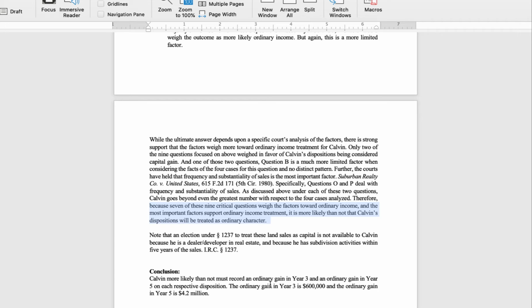And by the way, that's also the argument that the IRS would prefer. They would not question that because it'd be more taxes that the taxpayer has to pay because it's a higher tax rate. I also talk about Section 1237, but you don't even need to mention that because really the factors test is what's key. And then we have our conclusion that I provide the amount of gain. In year 3, it's $600,000 and it's ordinary. In year 5, it's $4.2 million and it's ordinary. And therefore, that's a conclusion that we get to.